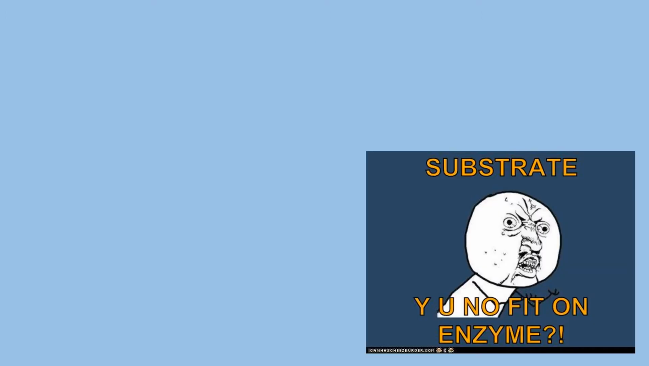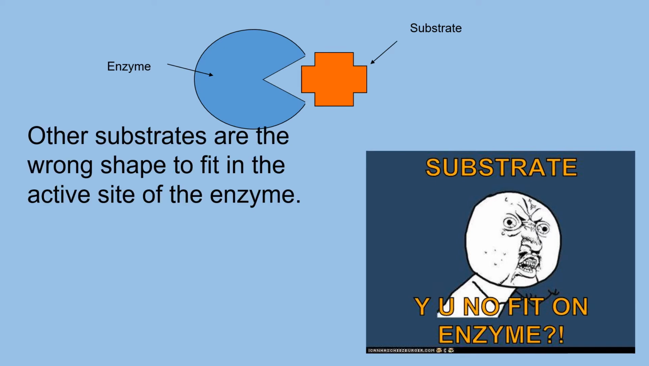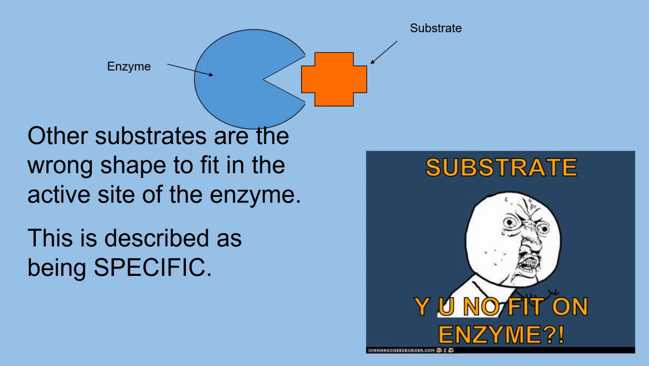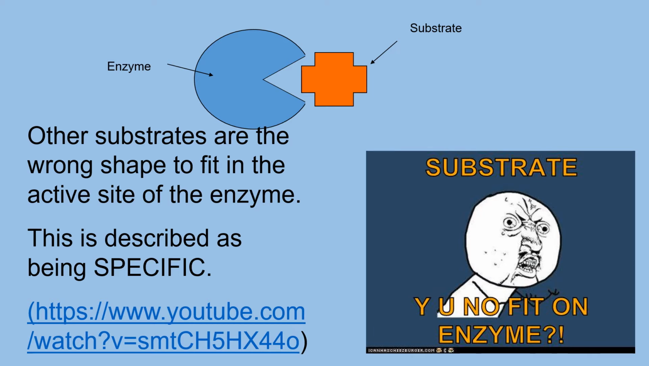So as we said, our enzyme only fits one substrate, so other substrates are the wrong shape to fit in the active site of the enzyme. So this is described as being specific. So there's a video that shows you how enzymes work and how they are specific. So remember that only one substrate, which is a complementary shape, will be able to bind to your enzyme's active site and will be able to react. So complementary is a word that we need to use to describe this.